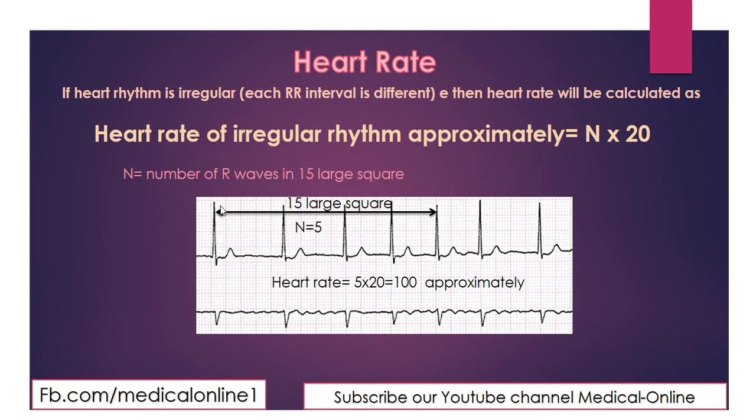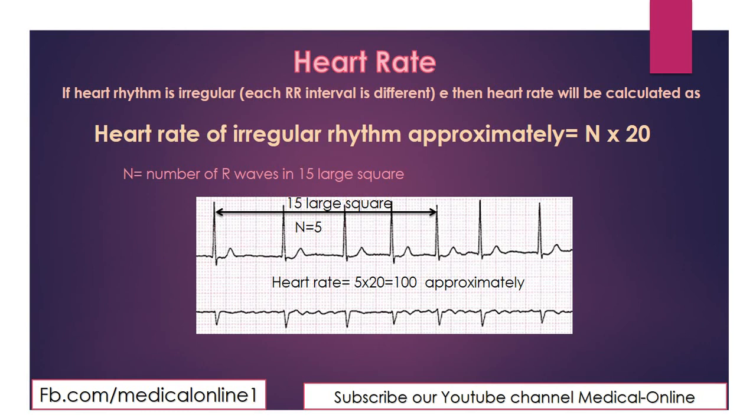Now what is N? N is the number of R waves in 15 large squares. First you will have to mark 15 large squares, 1, 2, 3, 4. I already calculated, so here it comes to 15. Now I have already counted how many R waves there are: 1, 2, 3, 4 and 5. So 5 R waves in 15 large squares.